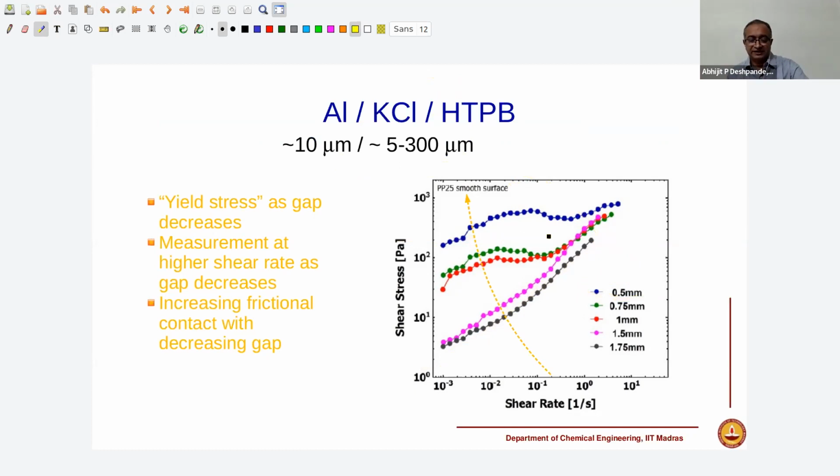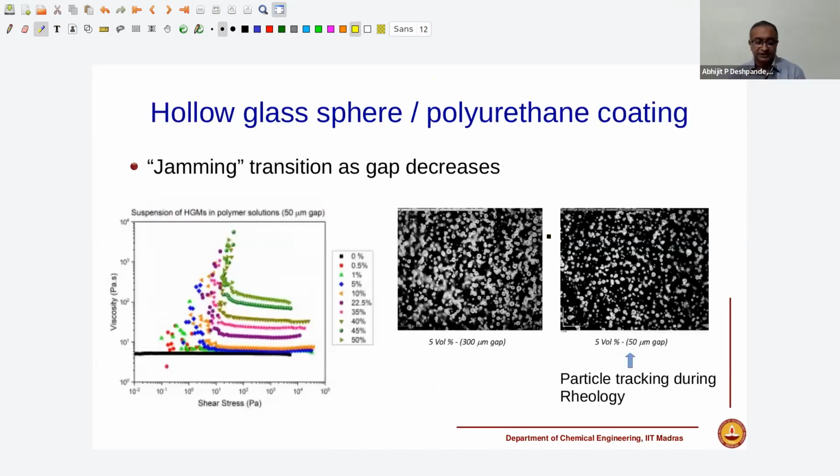The other material that we have worked on is hollow glass sphere. It's a coating system in polyurethane. And here again, what I'm showing you is viscosity as a function of stress. When we have high stress, the viscosity is constant. But when you approach lower stress, the viscosity seems to go to infinity. So again, there is a jamming, what's called a jamming transition, as gap decreases.